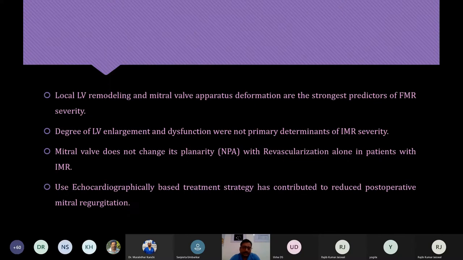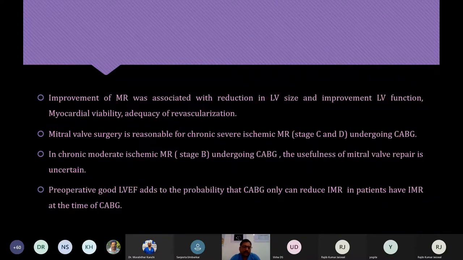An echocardiographically based treatment strategy has contributed to reduced postoperative mitral regurgitation. Improvement in MR was associated with reduction in LV size and improvement in LV function, myocardial viability, and adequacy of the revascularization. Mitral valve surgery is reasonable in chronic severe ischemic MR. In chronic moderate ischemic MR, whether to address such valves is still uncertain.